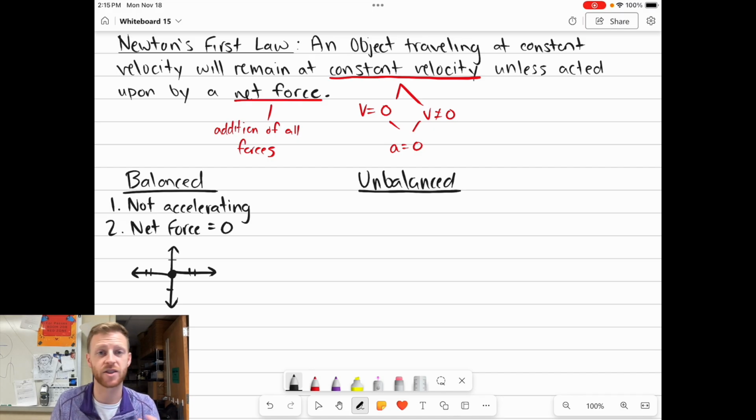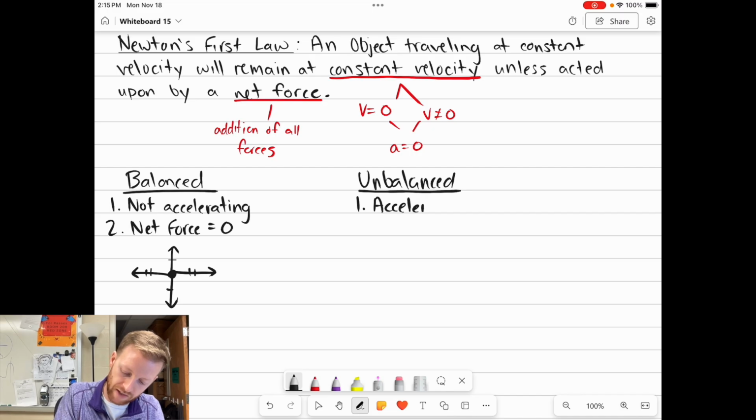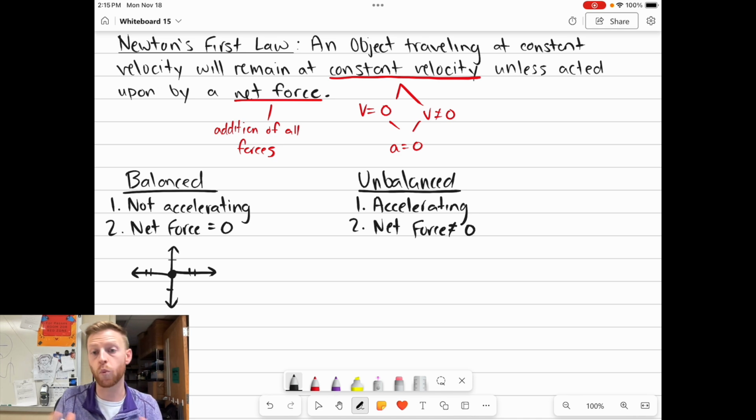So it's really nice for us. A balanced object just remains in whatever motion it's going, whether it's going down the highway on cruise control or it's sitting at rest. Our object's going to remain the same. Unbalanced is the opposite. That object is accelerating, so it's speeding up, slowing down, or turning. And then its net force is not zero. Because the net force is not zero, one arrow is bigger than another. They don't always cancel out.